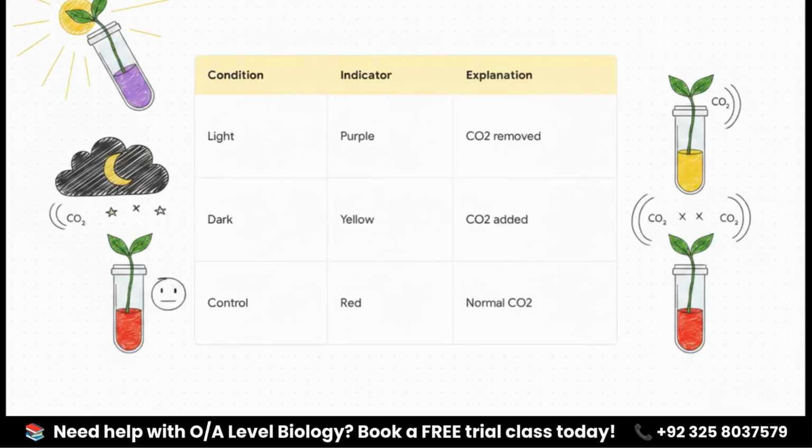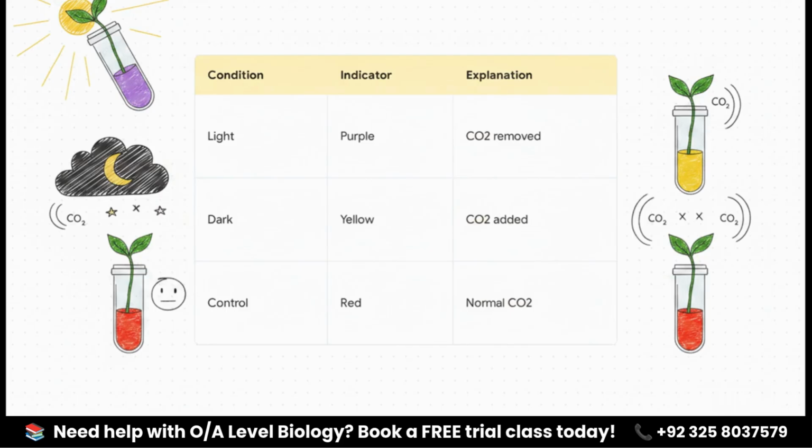We can also track the gases using a hydrogen carbonate indicator. Now, this is a high-yield summary table, so you definitely want to commit this to memory. The indicator starts off red at normal everyday CO2 levels. If you put the pondweed in the light, it photosynthesizes way faster than it respires, sucking CO2 out of the water, and so the indicator turns purple.